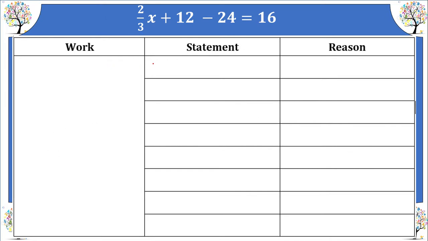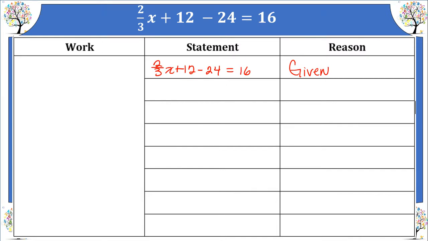So the first statement is always going to be the problem itself. You're going to write the problem just like you see it. And the reason for our first statement is always because it was given to us. So our statement is the problem, our reason is it was given.